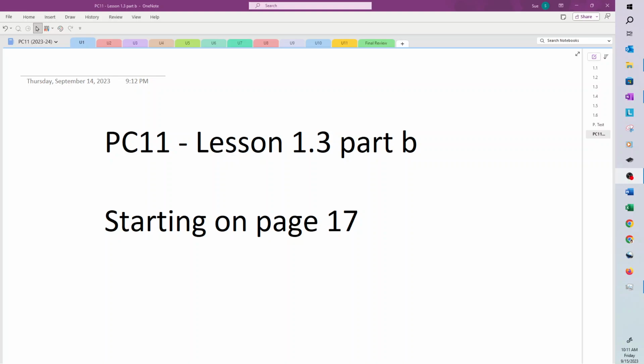All right, here we go with part B of Pre-Cal 11 Lesson 1.3, starting on page 17.